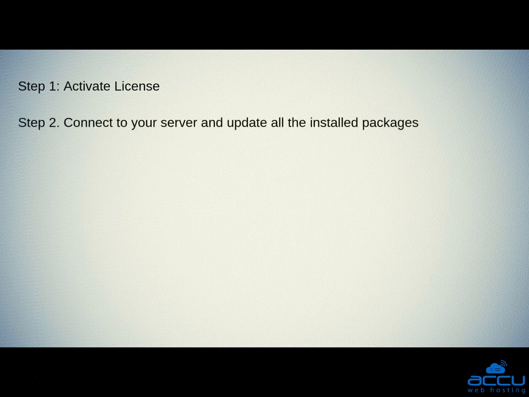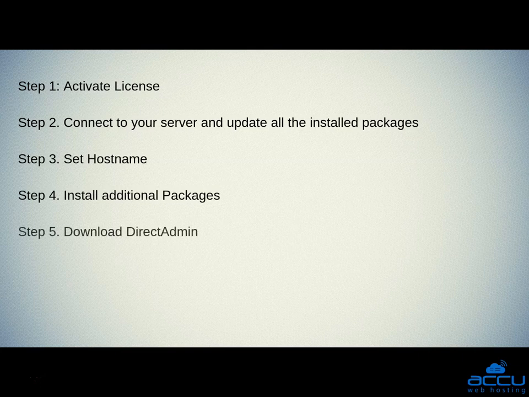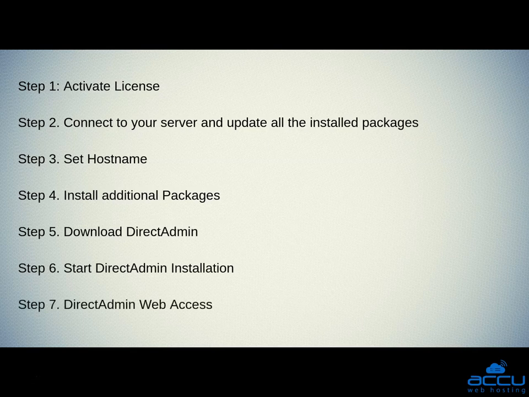In order to install DirectAdmin Web Control Panel on your server or system, you need to perform the following steps. Step 1. Activate license. Step 2. Connect to your server and update all the installed packages. Step 3. Set hostname. Step 4. Install additional packages. Step 5. Download DirectAdmin. Step 6. Start DirectAdmin installation. Step 7. DirectAdmin Web Access.